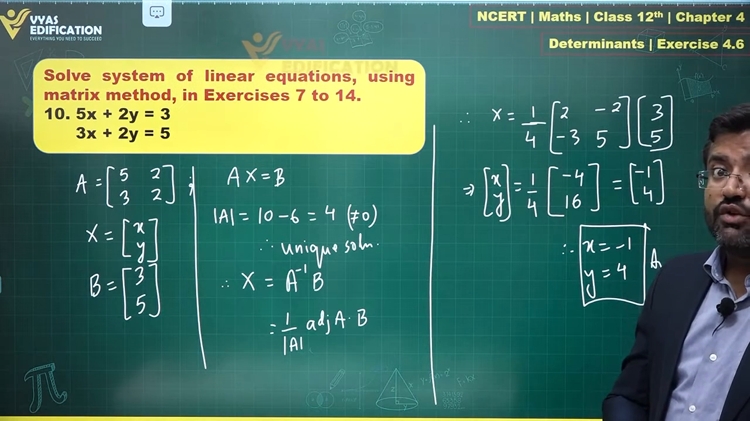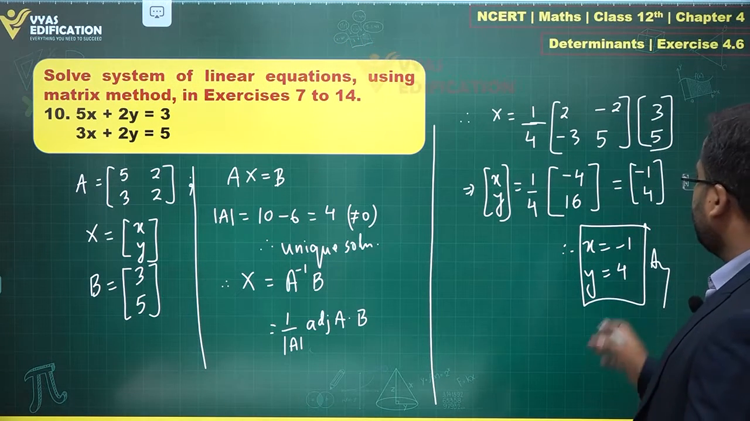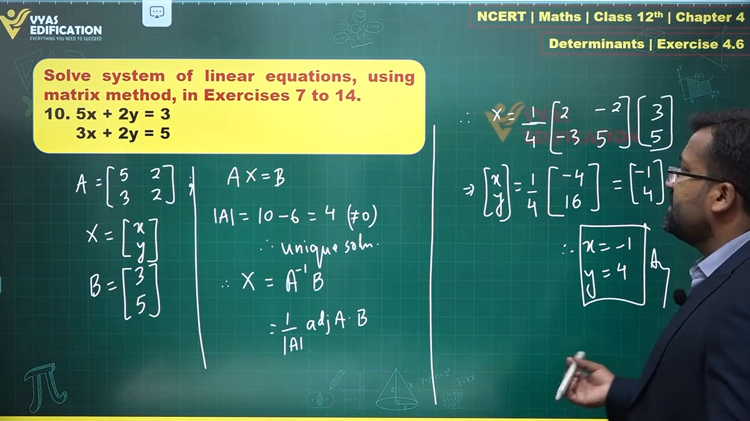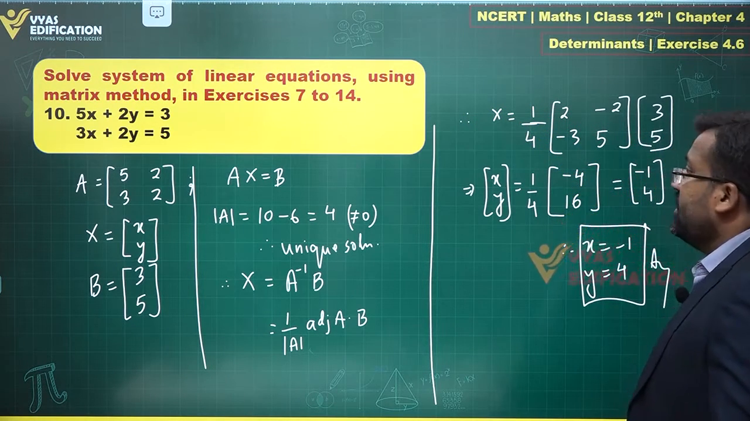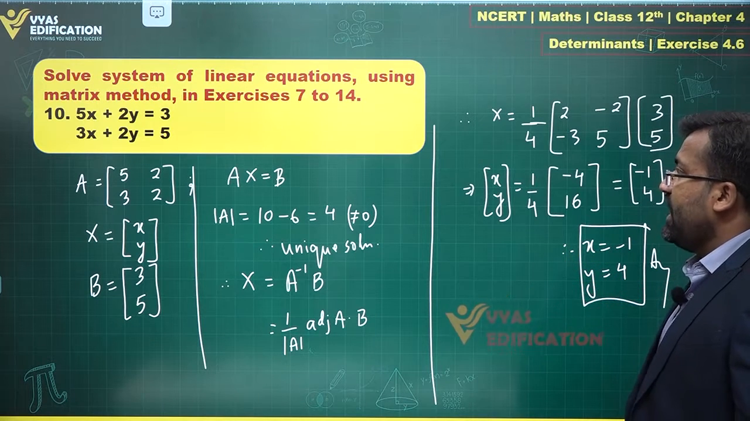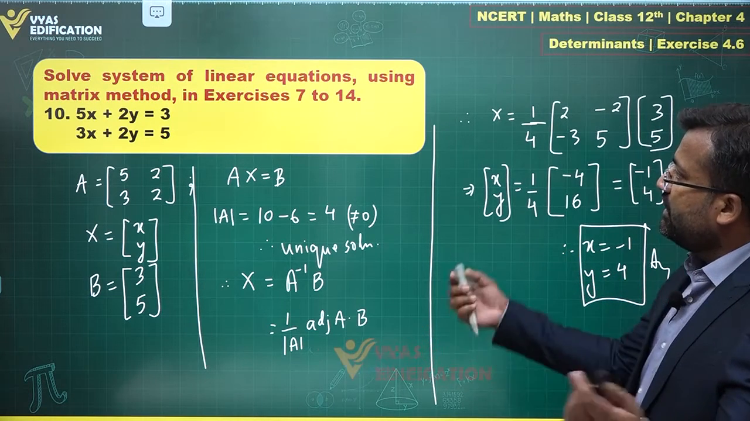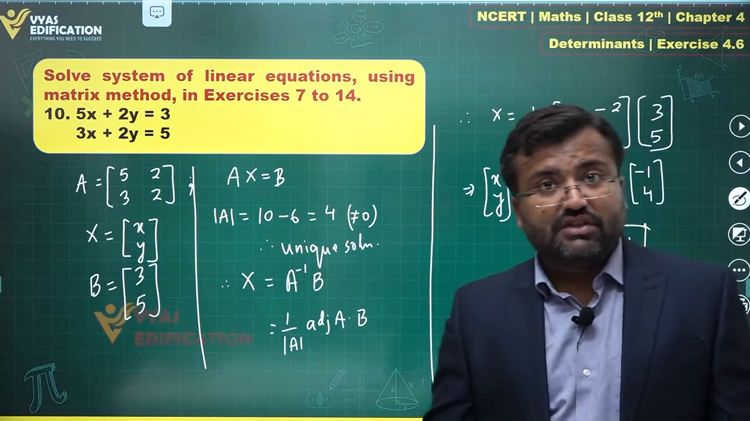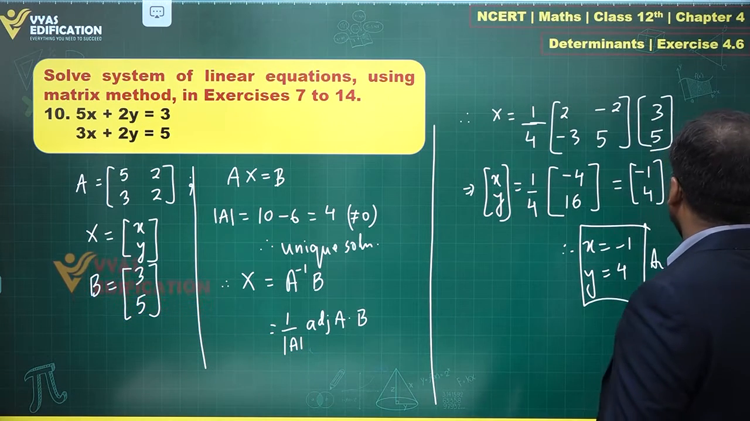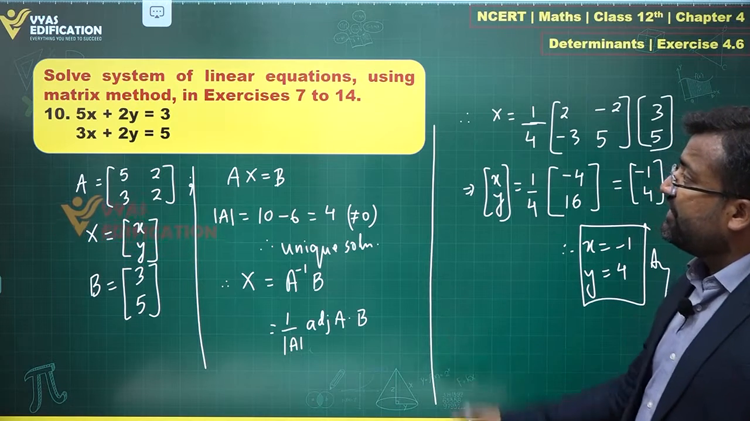But don't forget to check your answer. It's very easy to check. 5 times minus 1 is minus 5 plus 8. Minus 5 plus 8 is 3, which is okay. And minus 3 plus 8 is also okay. That's also okay. And this is done. This is the final answer for this question. Okay. Let's move on to the next one after this.